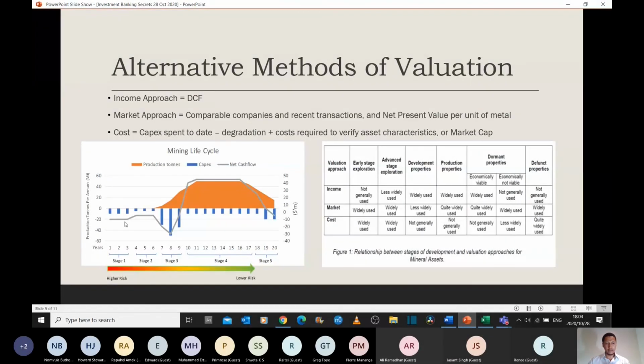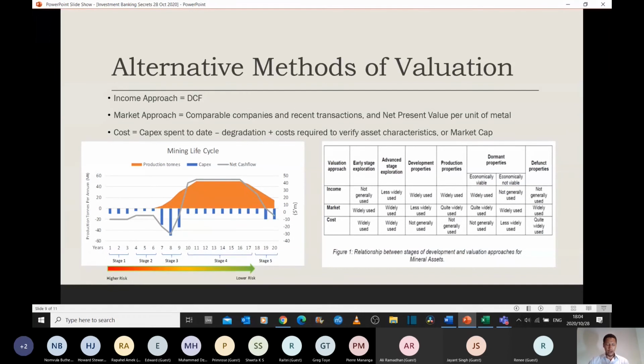Okay, so looking at this, the mining life cycle has stage 1, which is just your exploration. Stage 2 is where you're doing your feasibility studies, so you're proving up your reserves from your resources. And then you actually start building the mine. You order the heavy equipment, you start constructing the mine and you ramp up your production. And then you reach steady state production at stage 4, and stage 5, you're winding it down.